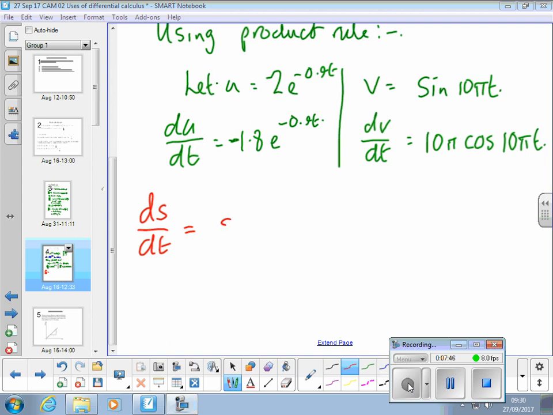V, so a sine, is it u or is it v? Mind up. U according to the sheets I've given you. But with the product rule, it doesn't really matter which way round you put them. But if you get in that habit, it does matter with the quotient rule. You've got to get the right order for the denominator and the numerator.